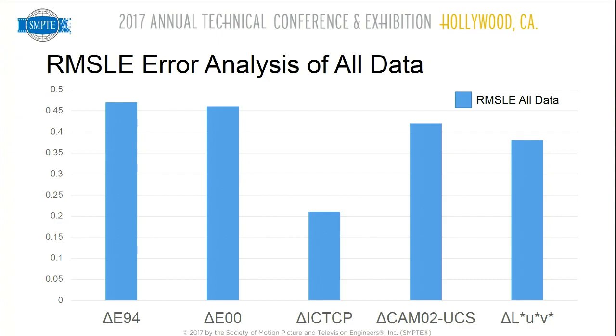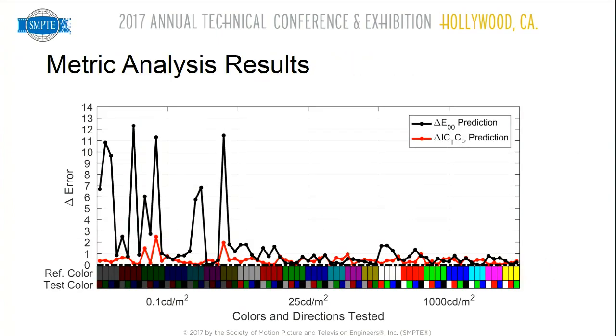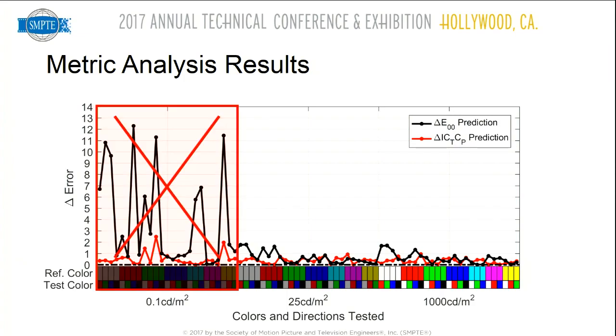Now, you might say, okay, fine, but we saw how badly ΔE did in those dark regions. Maybe that's skewing your results. Maybe we could just use ΔE2000 for bright colors. We thought about that too, so we got rid of these results and reran the analysis to see how it would perform on colors that it was designed for.